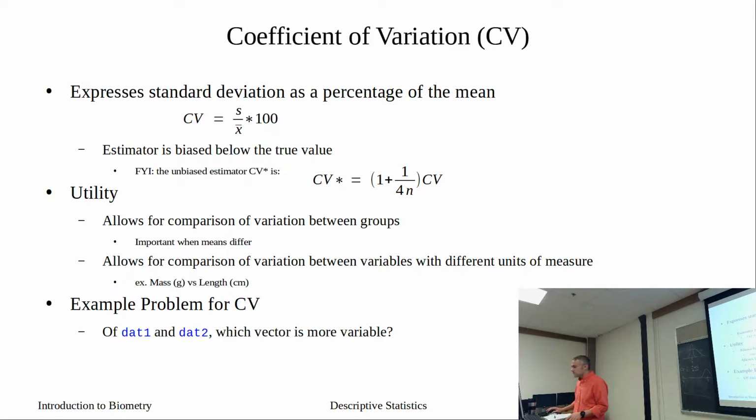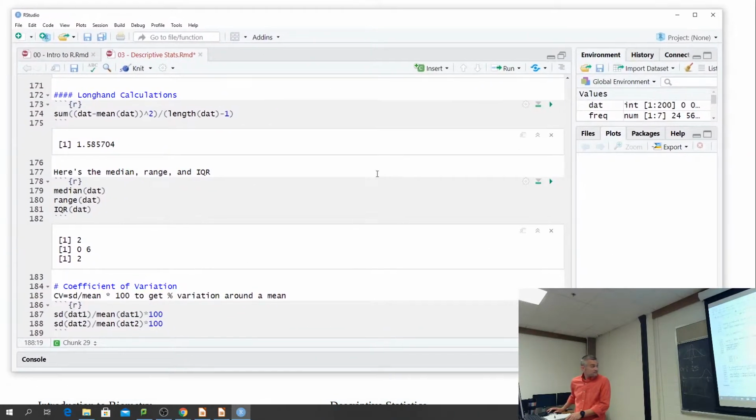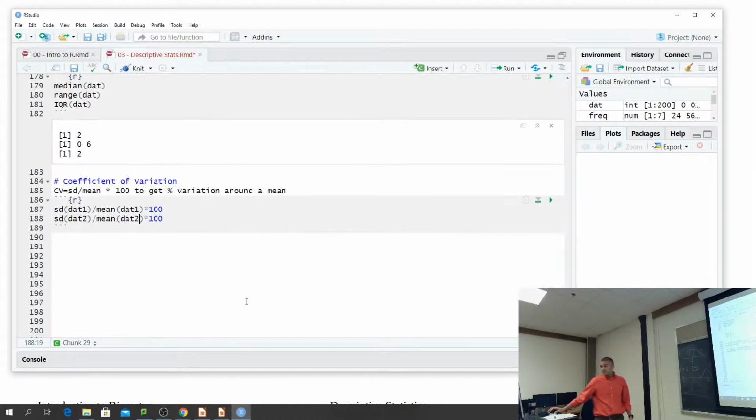All right, so move this over here. Coefficient of variation. We don't have a built-in function, so what you do is just calculate it yourself. I've got standard deviation of dat1 divided by the mean of dat1. Each of these gives a single value, so we just write the function, and then I multiply it by 100, and I repeat it for dat2.